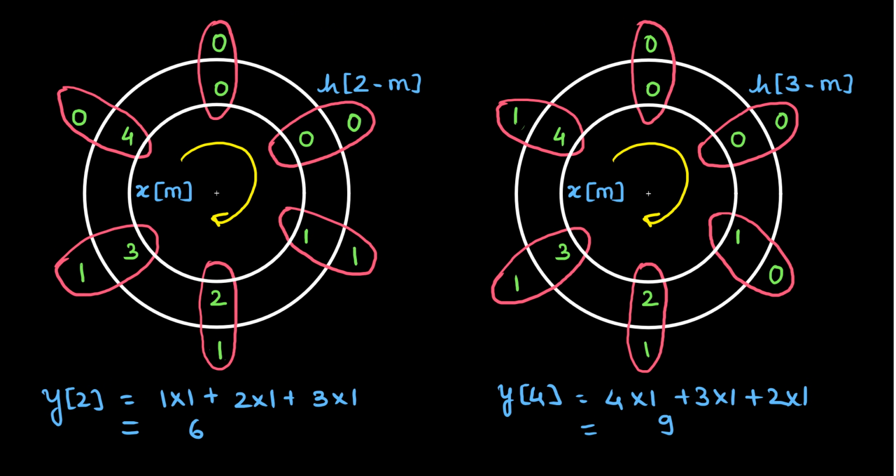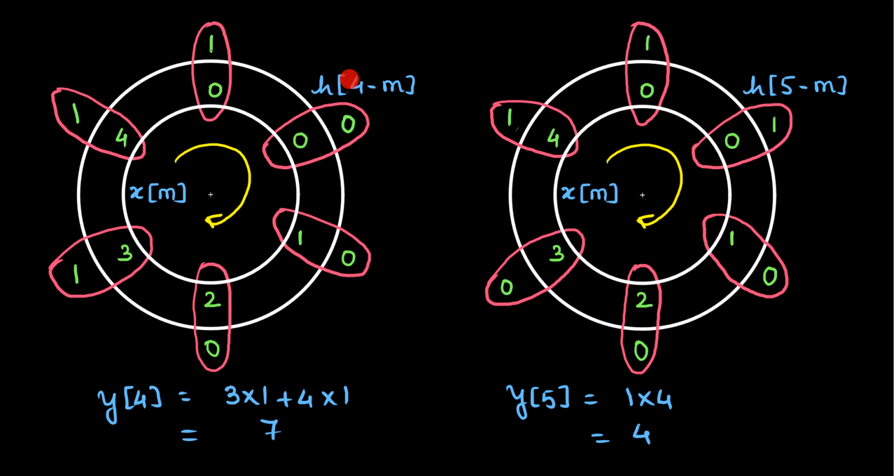Similarly, for n equal to 3, we have 2 into 1 plus 3 into 1 plus 4 into 1, so that comes out to be 9. Similarly, for n equal to 4, that is 4 shifts, we have 3 into 1 plus 4 into 1, so it comes out to be 7. And similarly, for n equal to 5, we have 4 into 1 and rest all the terms are equal to 0, so y of 5 is equal to 0.